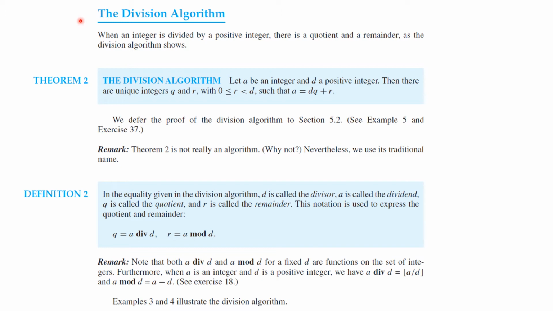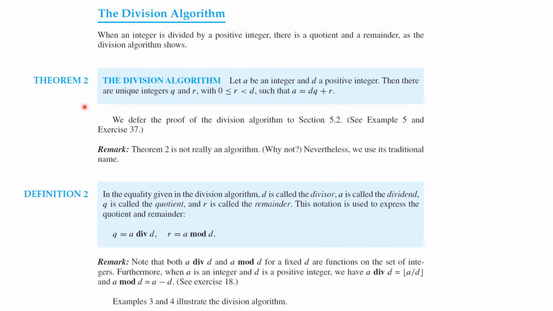We also will need the division algorithm. So when an integer is divided by a positive integer, there is a quotient and remainder, and the division algorithm is a theorem. And here's what it says. Let a be an integer and d be a positive integer. Then there are unique integers, q and r, with 0 less than or equal to r less than d, such that a equals dq plus r.